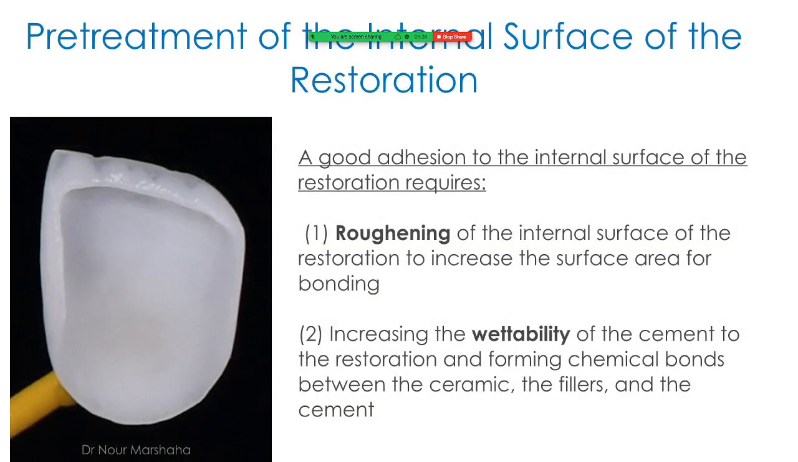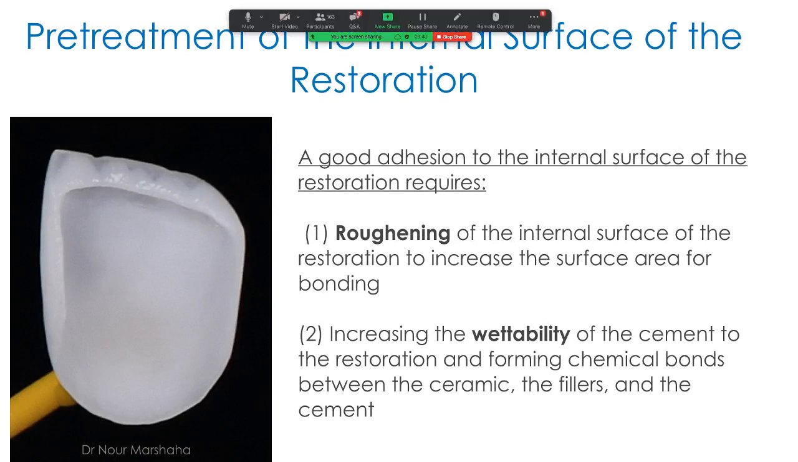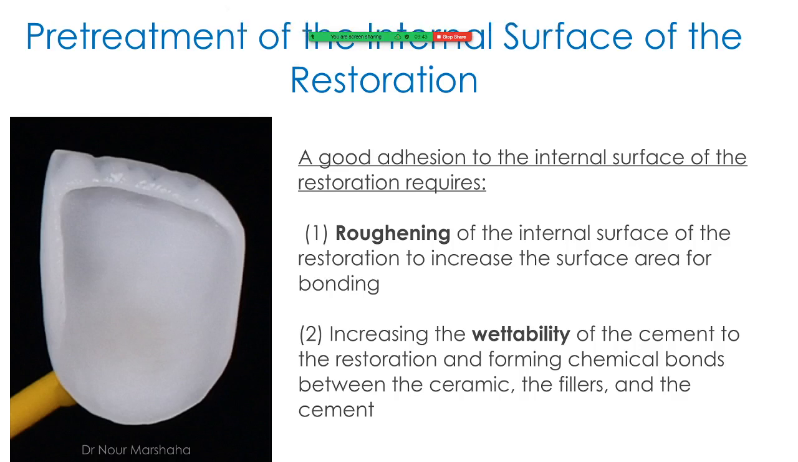Pre-treatment of the internal surface of restoration. A good adhesion to the internal surface of restoration requires two things. First, roughening of the internal surface of restorations to increase surface area for bonding, and second, increasing the wettability of the cement to the restoration and forming chemical bonds between ceramic and the fillers and the cement, okay?